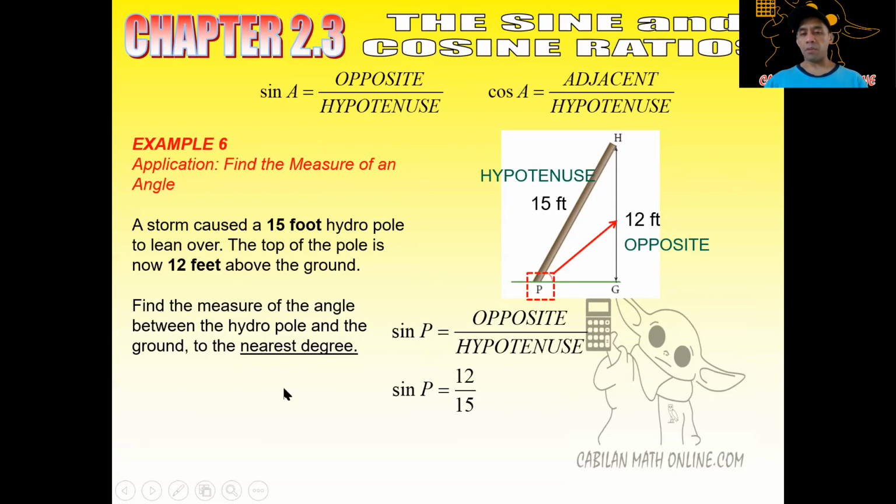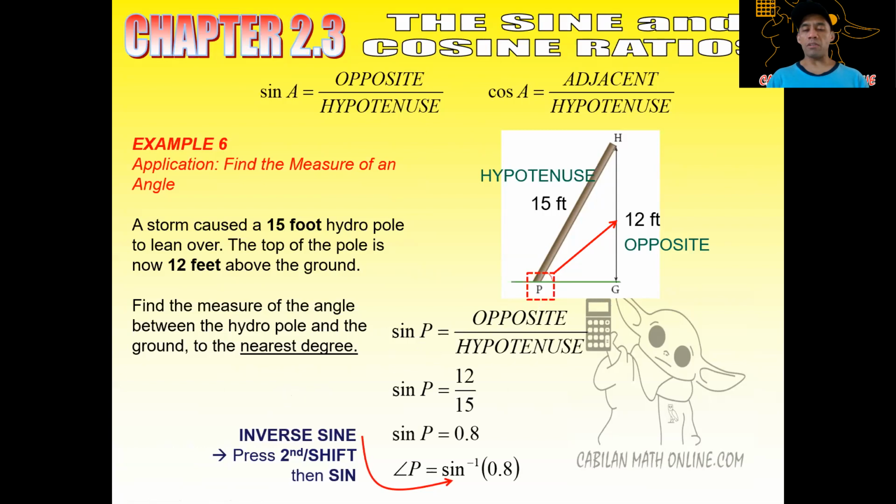For the next step, I'm going to take 12 divided by 15, and that gives me 0.8. Now remember that to solve for an angle, we have to take the inverse sine of the 0.8. Another way you could have done this is to take the inverse sine, open up a set of brackets, do the step of 12 divided by 15, close the brackets, and press equal, and then you get the answer. So the angle between the hydro pole and the ground is going to be 53 degrees.